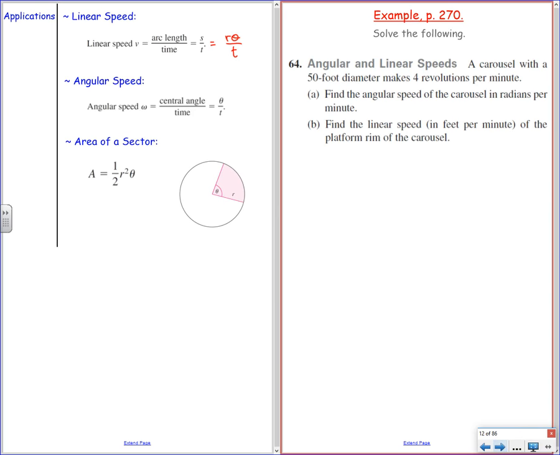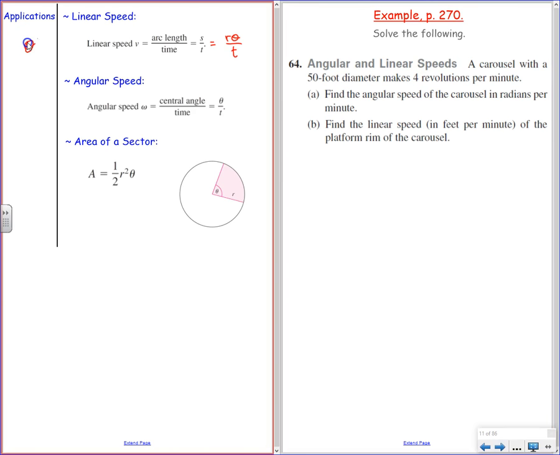Okay, let's get back to our word problems. The one big thing I told you guys on Friday was, for all of these applications, theta needs to be measured in radians. If it's not in radians, we're in trouble. So number 64, angular and linear speeds. Okay, fine, we have formulas over there. Let's try to figure out how on earth to use them.